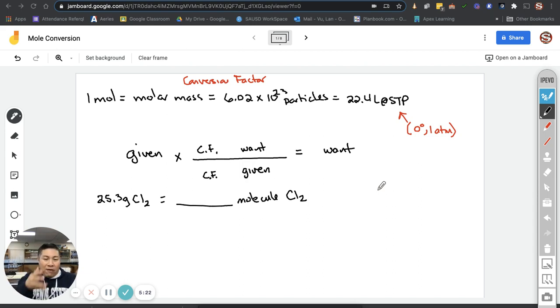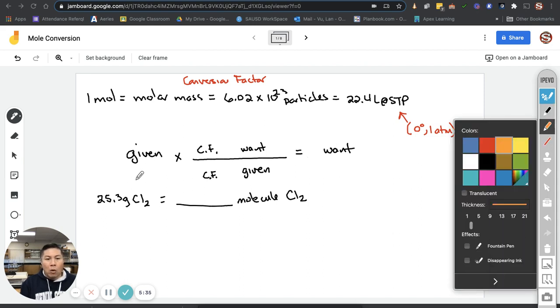It's like saying, if I have this many dollars, how many pennies is that? Okay, so it's the same thing. So what we need to do first is to determine what's given and what's wanted. So if you look at your problem, what is given? Well, whatever is given to you should have a value, which is the number, the unit, which is the gram, and the substance, which is the chlorine. So this number right here is your given.